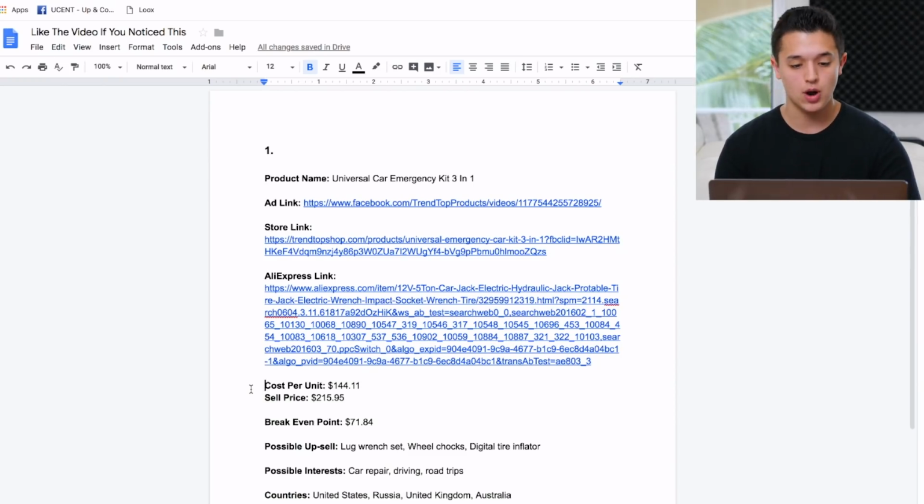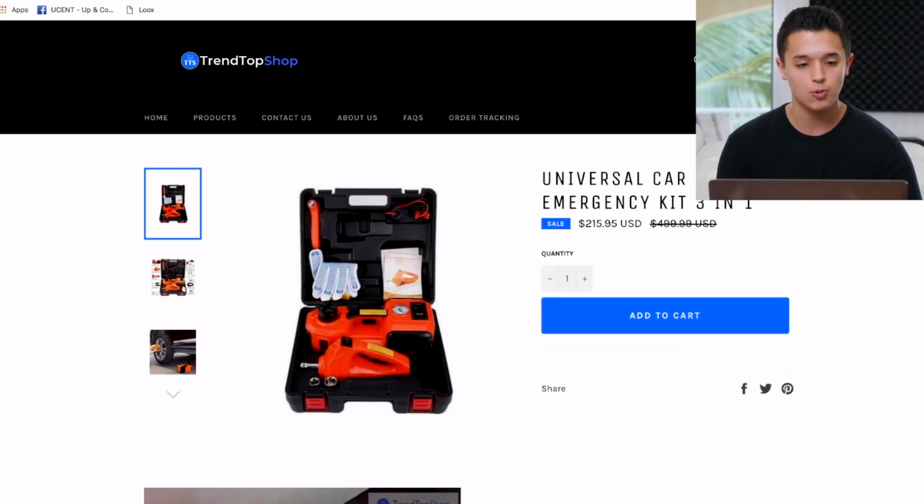And then I get the sell price. So how much is this person actually selling the product for? $215.95. Now we don't have to sell it at the same price that they're selling it at. We could sell it at something higher, something a little lower. I could probably sell it for a little bit more, maybe around the $250 range.